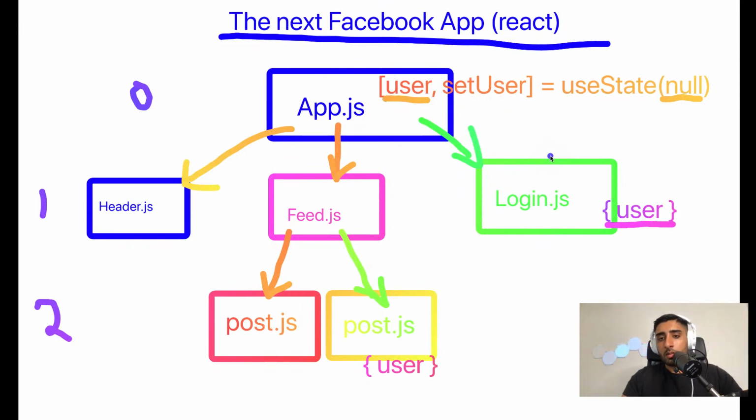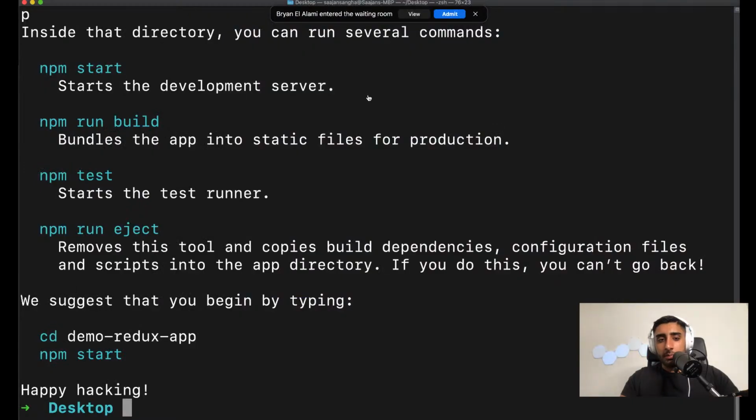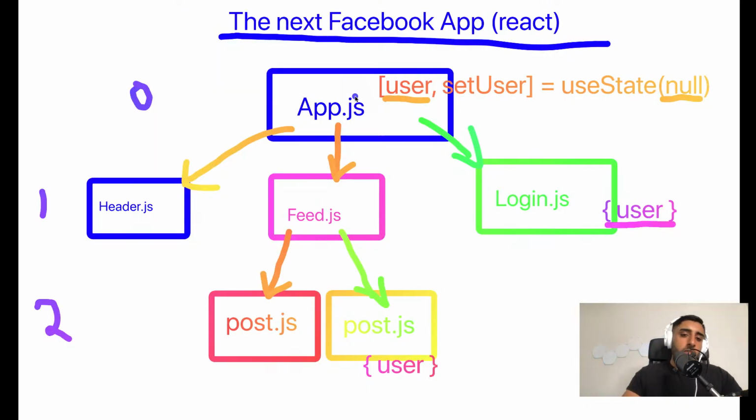So how do I exactly know which is the topmost component and which is the bottommost component? I'll show you in just a sec once the app gets running. But think of it, app.js is going to be your topmost component in the start. We have the login.js, and then basically the user is here, right? Now, what we need to do is set the user. So then at this point, this gets populated.